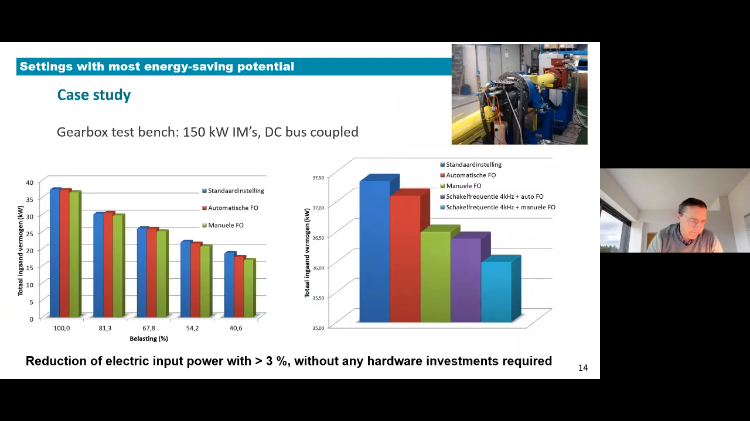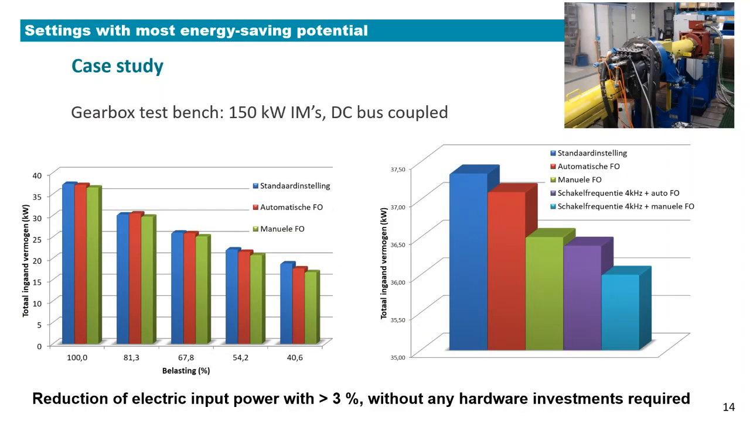in the next slide, we first looked into the flux optimization, which is the figure on the left. You can see some bar graphs for 100% load down to 40% load, and you can see the total electrical power required to drive the system. The blue is the standard configuration as we found the test setup. In red, you can see the effect of the automatic field optimization, which is commercially available. And by manual adjustment, we end up with the green bar.